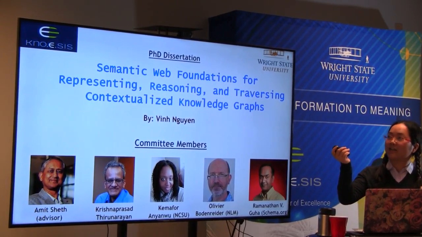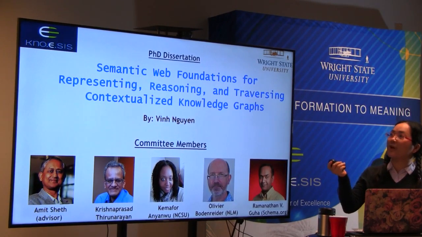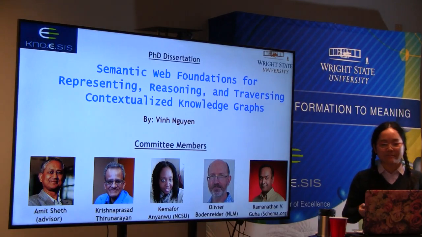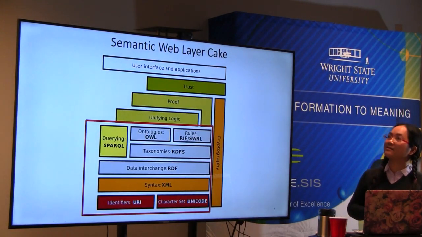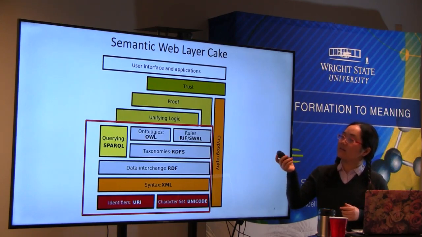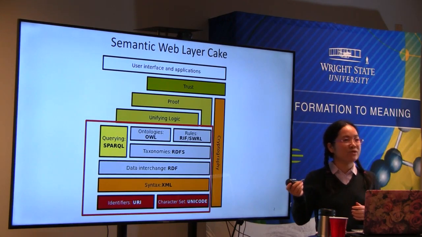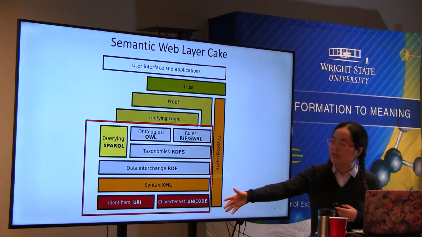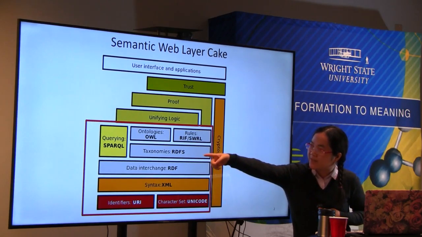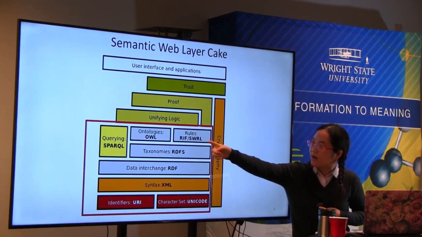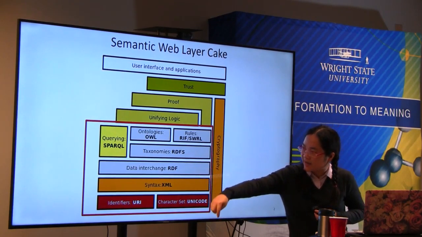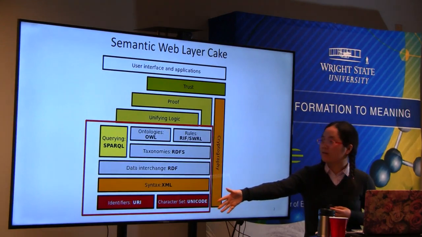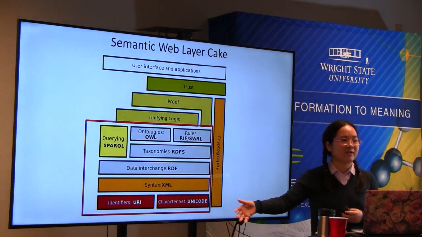So today, the topic of my talk is to propose the semantic web foundations for representing, reasoning and traversing the contextualized knowledge graph. I'll start with the semantic web cake. This is the architecture proposed for the semantic web. You can see that it has many layers. You can see all of the familiar terms like SPARQL, OWL, Semantic Web Rule Language, RDFS, RDF, XML, and URI. So far, only these parts are mature enough to become standards from the World Wide Web Consortium.